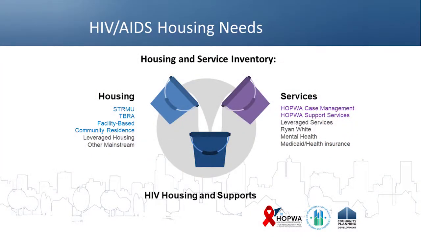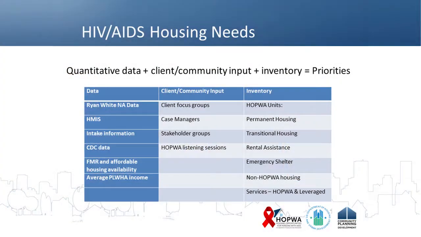Any other comments on the inventory or data sections we've covered up until now? Okay. So now we're going to start blending things, and here we have these buckets of paint that we're pouring together. On the left-hand side, you'll see the blue-colored line items are the HOPWA-funded housing activities, and the purple-colored line items are the HOPWA-funded service activities, and then beneath them in gray, you'll see leveraged resources, including Ryan White, mental health, and Medicaid services under services, and other mainstream housing under housing. And so what we're going to do now is look at our inventory and put together a picture of our continuum of housing and services.